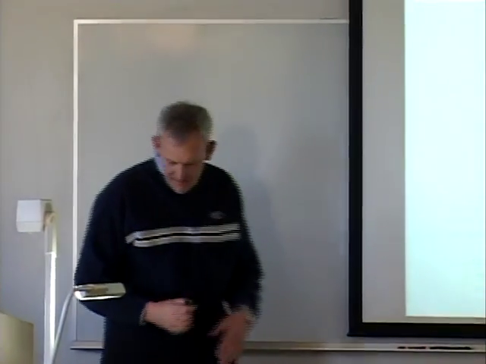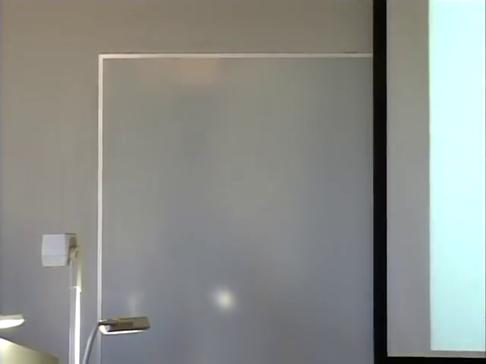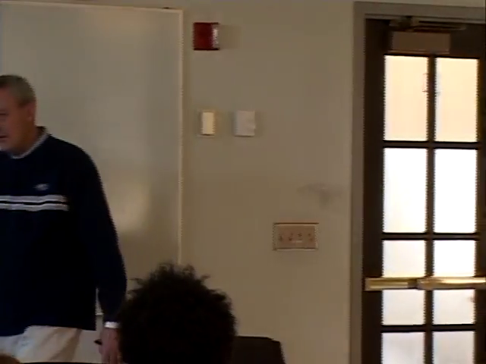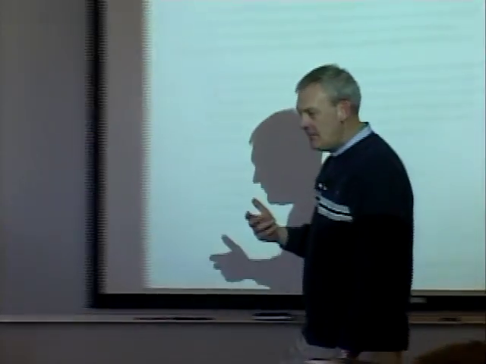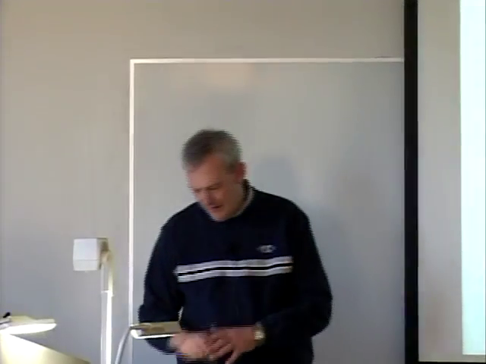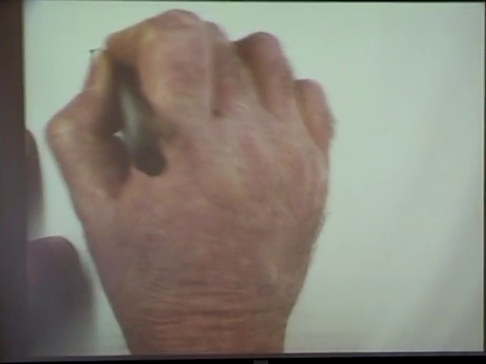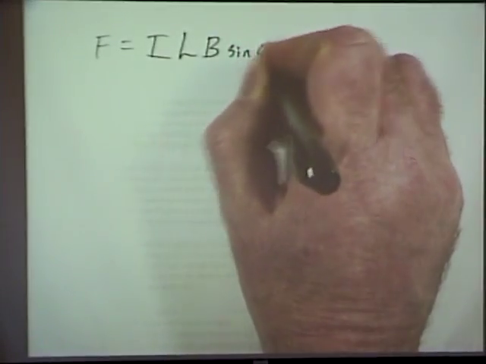But anyway, here's the deal. If I've got a wire with a current going through it, and it's going through a magnetic field, it has to be going perpendicular, or the sine of it. The force is going to equal the amperage in the wire times the length of the wire times B times the sine of theta.